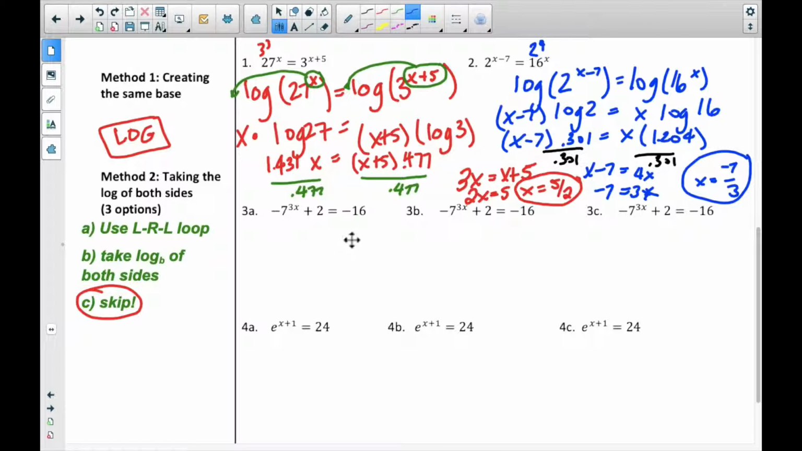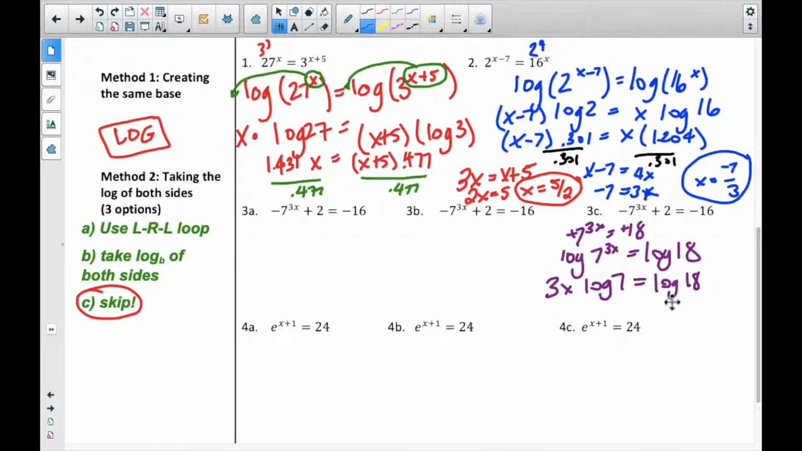Let's continue on with that method. We're just going to do 2 more examples here. These last 2 examples are the only ones that really apply still. So again, we did this earlier in option A and B, but we didn't do option C. So that's what I'm going to do now. I do have to subtract my 2, and I need to divide by negative 1. Now, I'm going to take the log of both sides. I need to put my 3x in front.